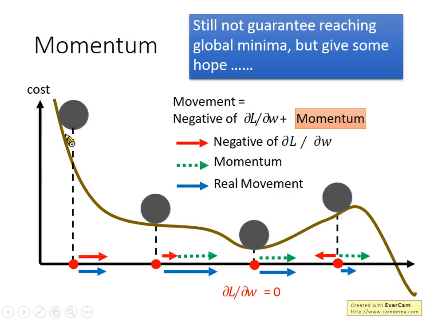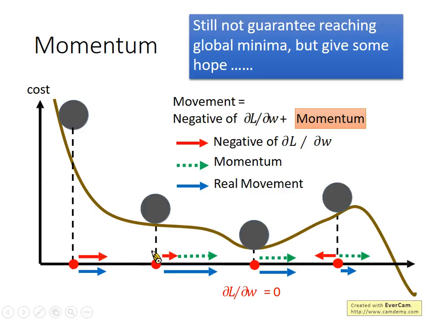Assume we initialize the parameter at this position, and according to the direction of the gradient, we decide to update this parameter toward the right. Here we use the red arrow to show the negative of the gradient direction, and we use the blue arrow to show the real movement. So initially we will move this point toward the right.